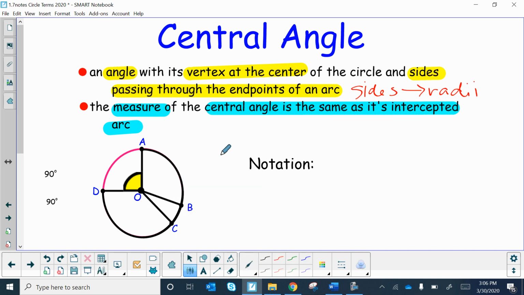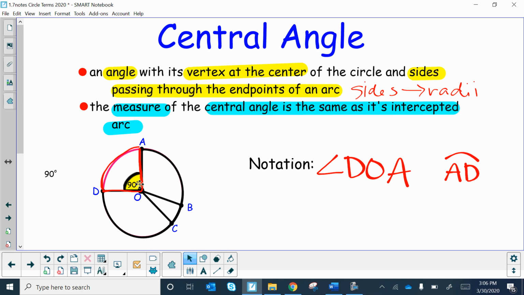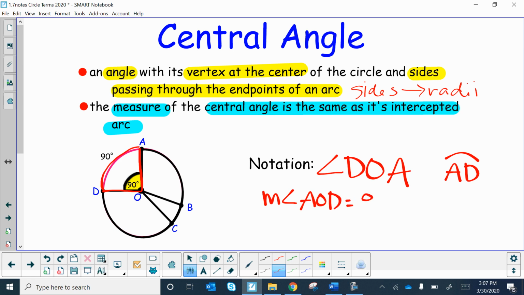So let's talk about the first type of angle that I see here. I'm gonna highlight it in red. Angle DOA. That intercepts the arc AD. Okay, so I'm gonna put arc AD right next to the angle. Okay, well, this looks like an ideal angle. We're just going to go ahead and say that it's 90. So angle AOD is 90 degrees. Well, guess what? Arc AD is also 90 degrees. So whatever that central angle is, that is also 90. So the measure of angle AOD equals 90 degrees. The measure of arc AD is 90 degrees.